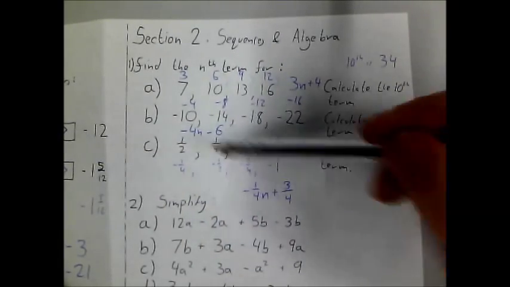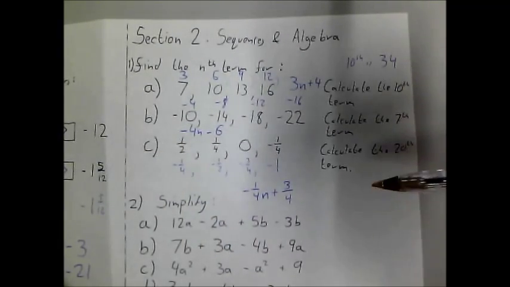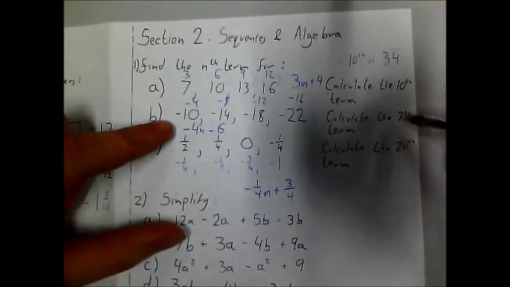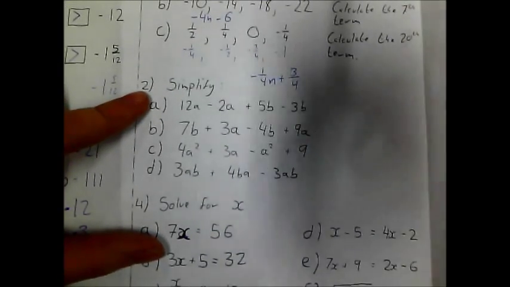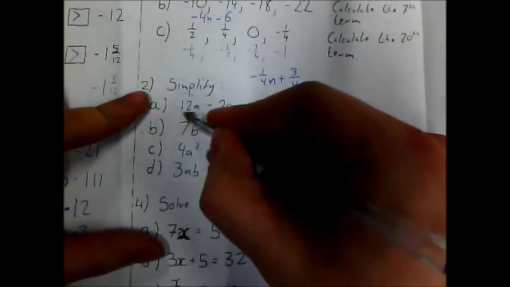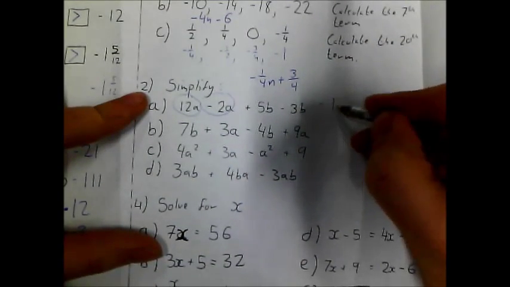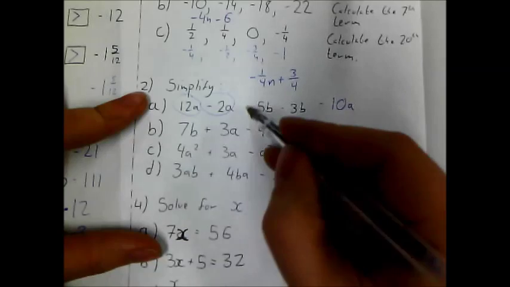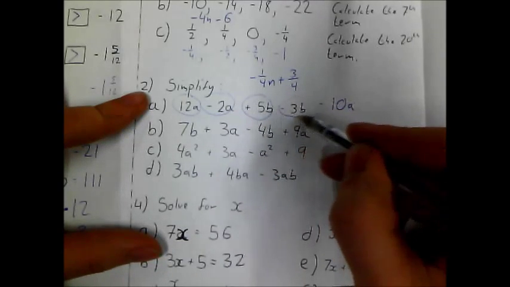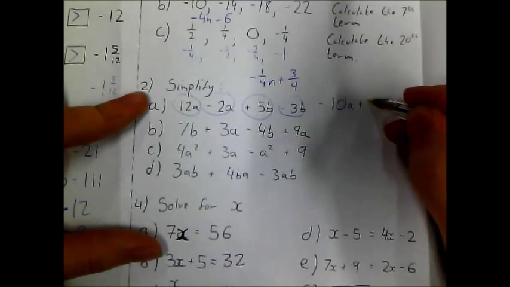Okay, don't let the fractions put you off, just use your fraction knowledge. Okay, and simplifying. So I'm going to circle all the numbers that are the same and include the sign in front of it. So I have a positive 12a and a negative 2a. That's going to give us 10a. And I've got a positive 5b and a negative 3b. That gives us positive 2b.